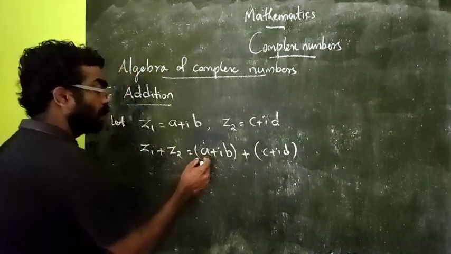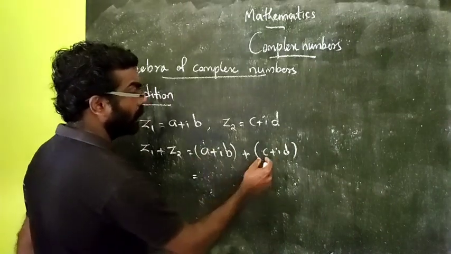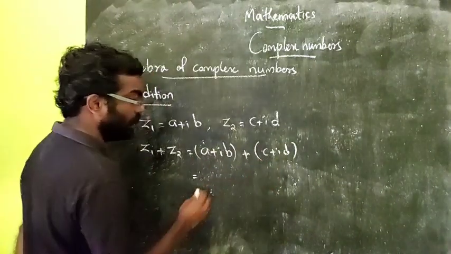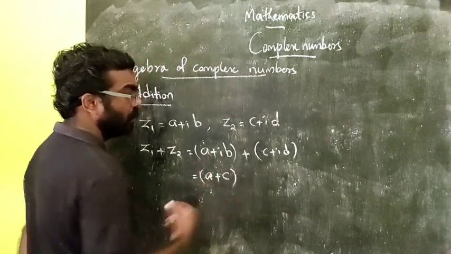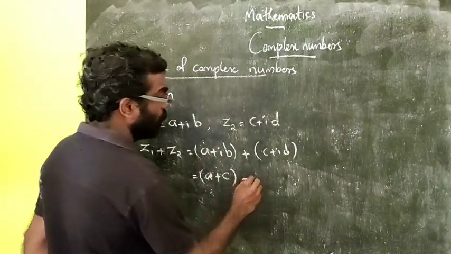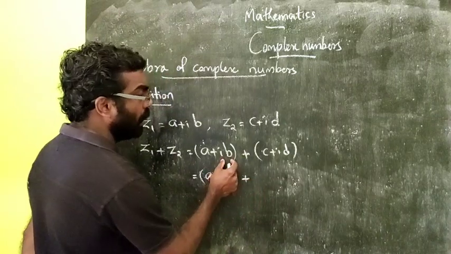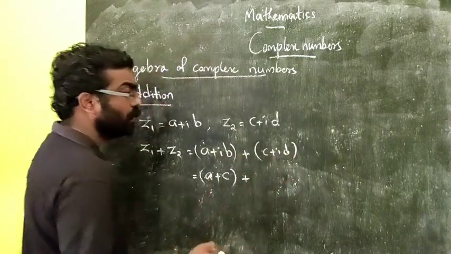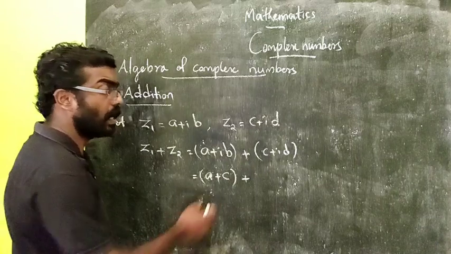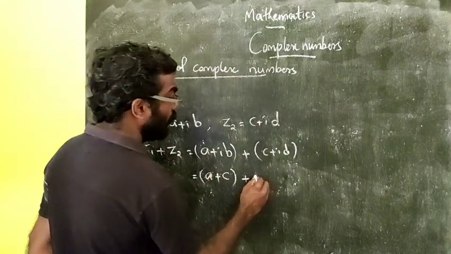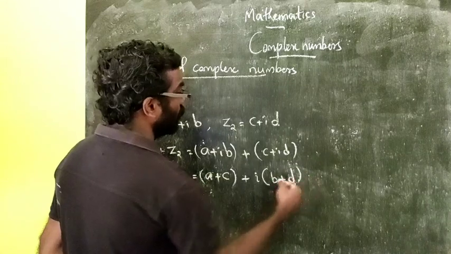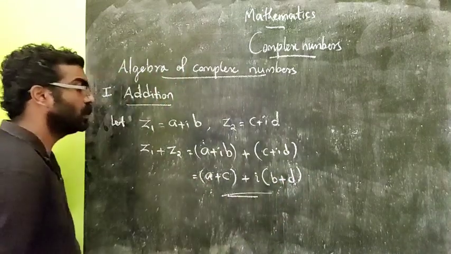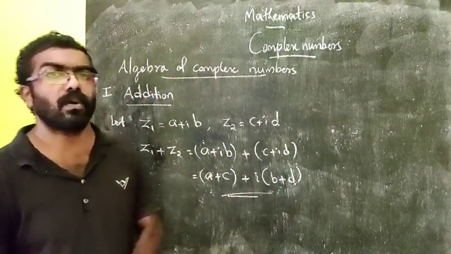Okay, so here the real part is a and in the second one the real part is c. So we can add these two, a plus c, the real part. Then plus ib plus id. Okay, the imaginary part, ib and id. i is common, so we can write i into b plus d. Okay, so this is about addition of two complex numbers.